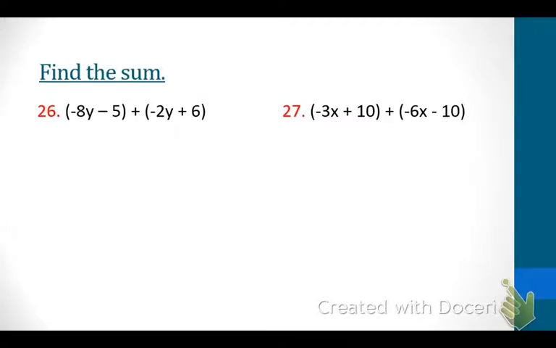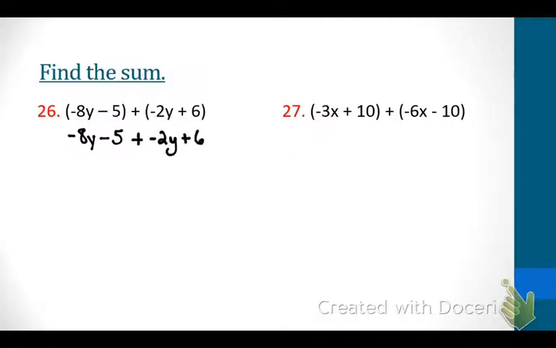The first thing I want us to do is to get rid of these parentheses, okay? Is there anything outside the parentheses right here that I need to do before I take away the parentheses? No, there's not, okay? So Jackson, all I need to do is just drop it down. So I'm going to drop down negative 8y minus 5. Jackson, what should I drop down next? Negative 2y plus 6. All right, very good.